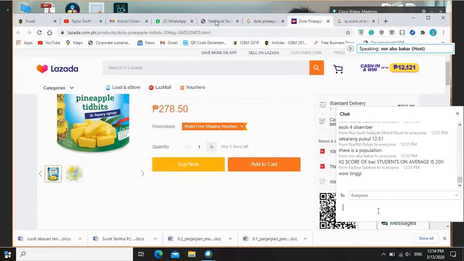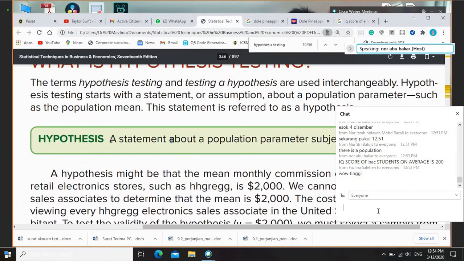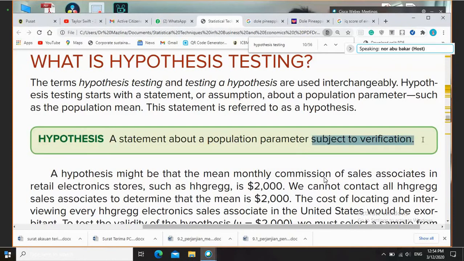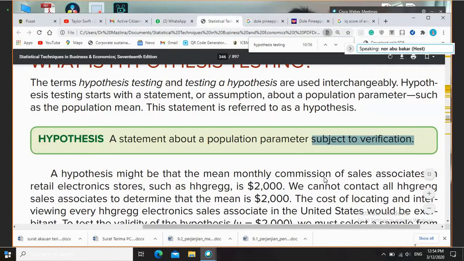So, this is what is meant by, okay, I make a statement about a population parameter. So, I actually guess, saya buat statement tentang average IQ. Okay, average IQ. Tapi statement saya tu adalah subject to verification. Jadi nak tahu sama ada statement saya benar ataupun salah, itu bergantung kepada verification, ataupun bergantung kepada, okay, mungkin awak akan buat satu test lah.